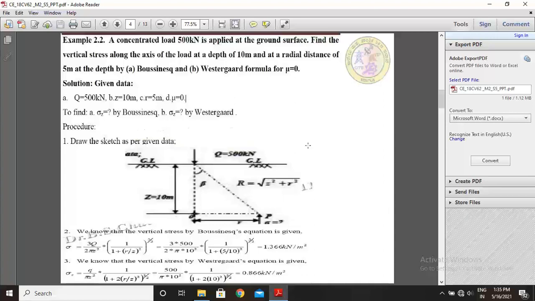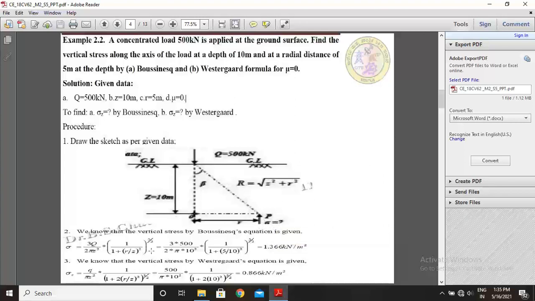Procedure. First step, draw the sketch as per given data. So this sketch is plotted. This is the ground level. This is Q of 500 kilonewtons and this is Z, depth 10 meter, and this is the radial distance R, acting at point P, and you determine sigma z equal to how much.